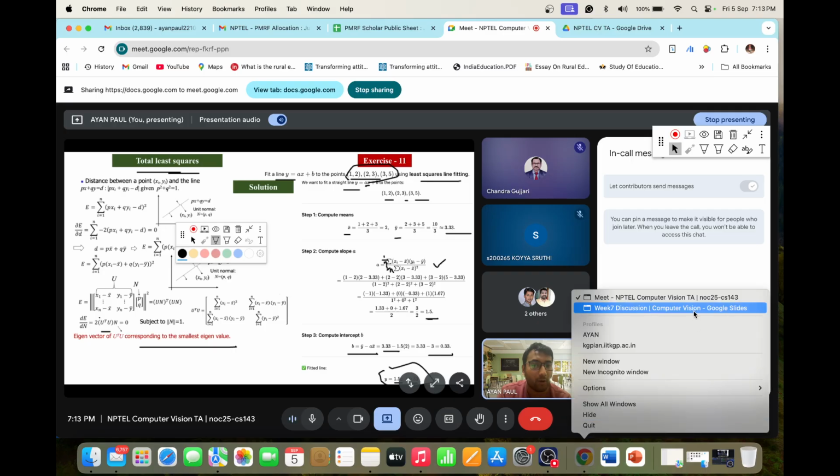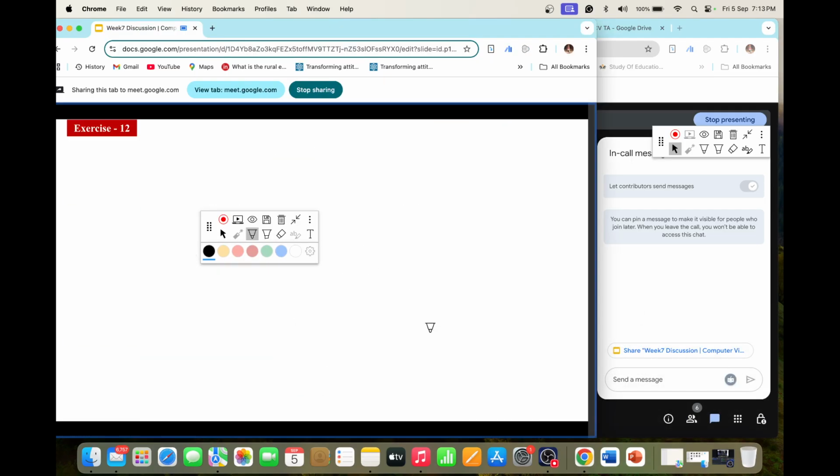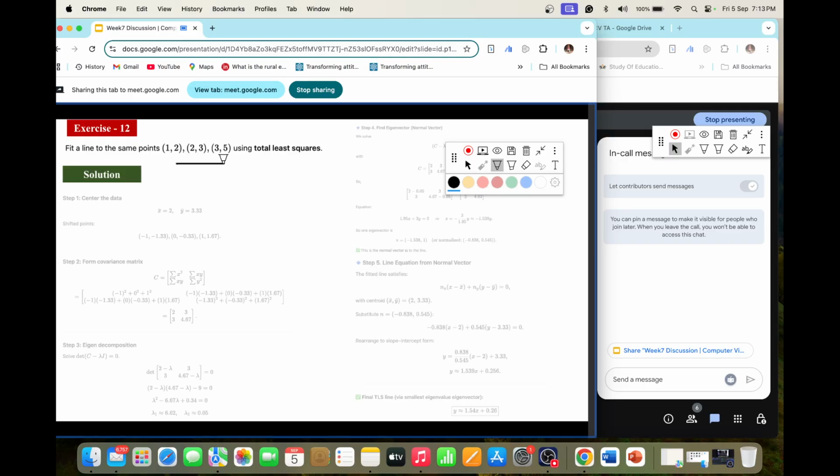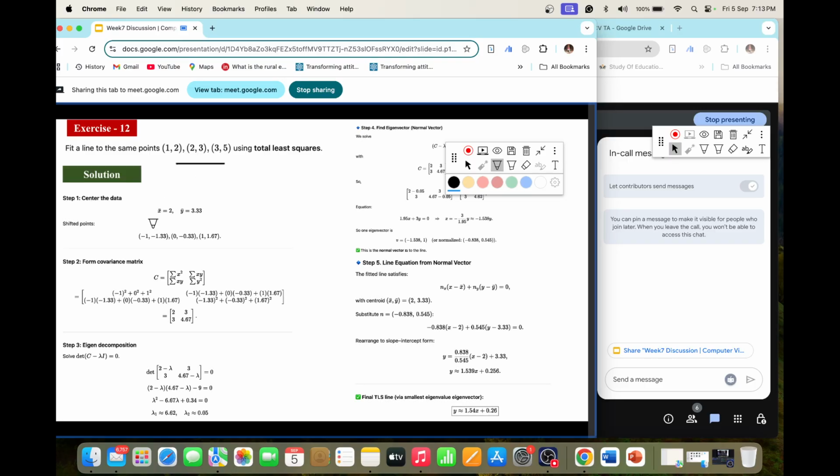Okay, now let's see one question regarding this total least squares method. We are given these 3 points and we have to fit our line. So how will we do it? First we need to center the data. Centering the data is nothing but finding the mean. The mean of x is 2 and the mean of y comes to 3.3, and then you have to center the data.